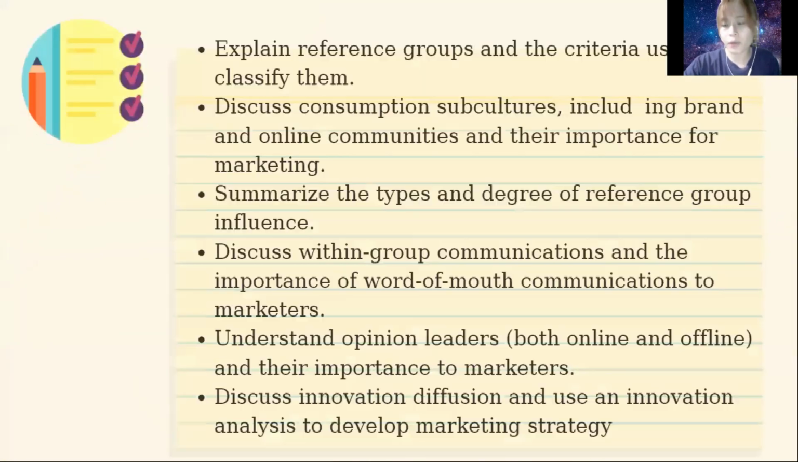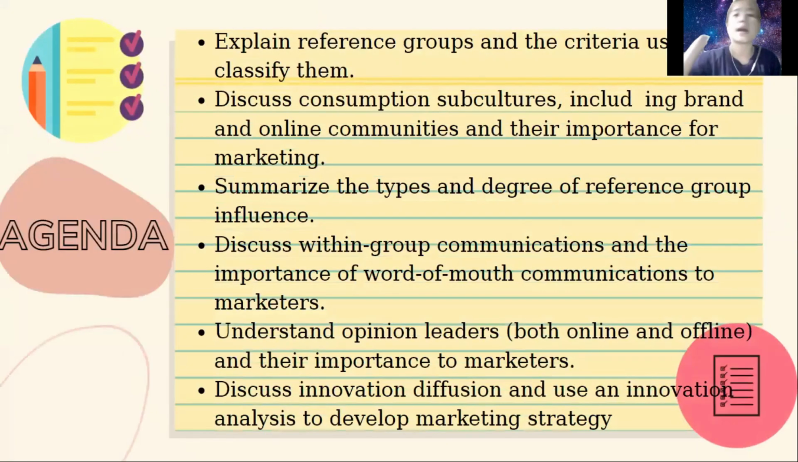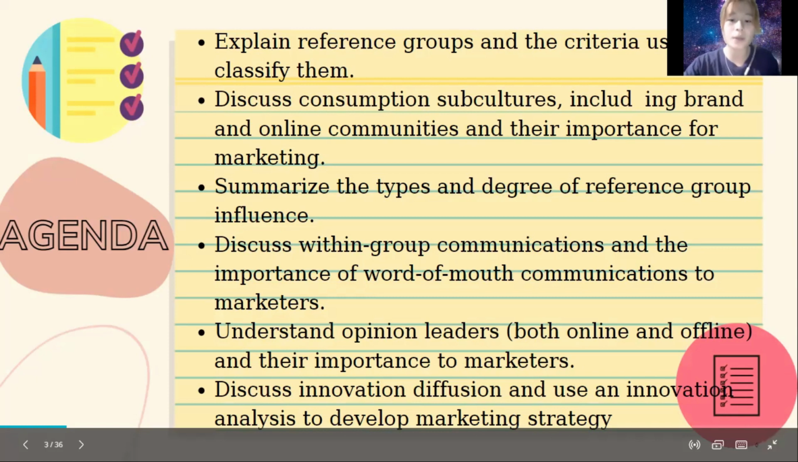So in this chapter, we will cover 6 learning outcomes, including: explain reference groups and the criteria used to classify them; discuss consumption subcultures, including brand and online communities and their importance for marketing; summarize the type and the degree of reference group influence; discuss within-group communication and the importance of word-of-mouth communication to marketers; and understand opinion leaders, both online and offline, and their importance to marketers. And the last one is discussing innovation diffusion and the use of innovation analysis to develop marketing strategies.